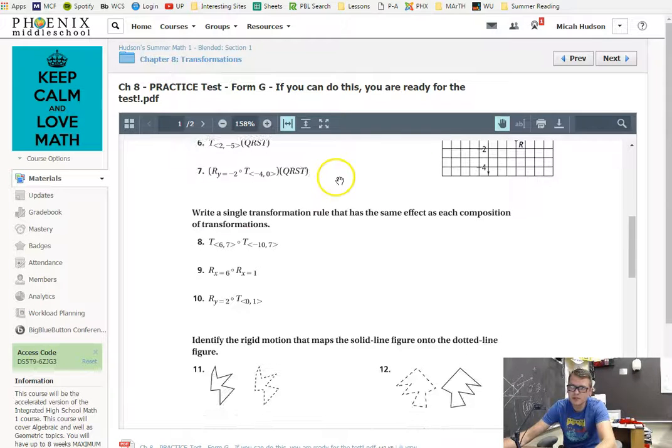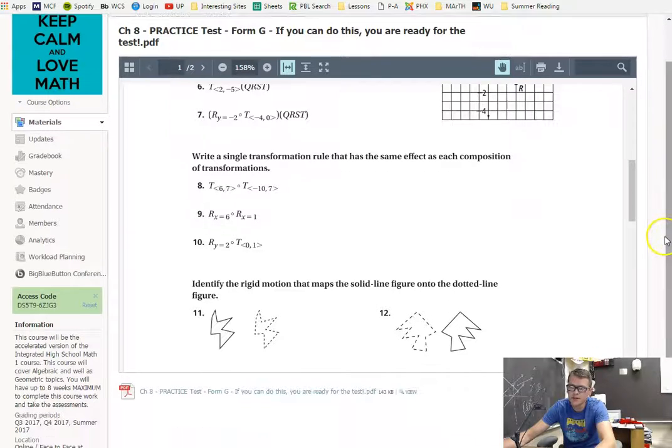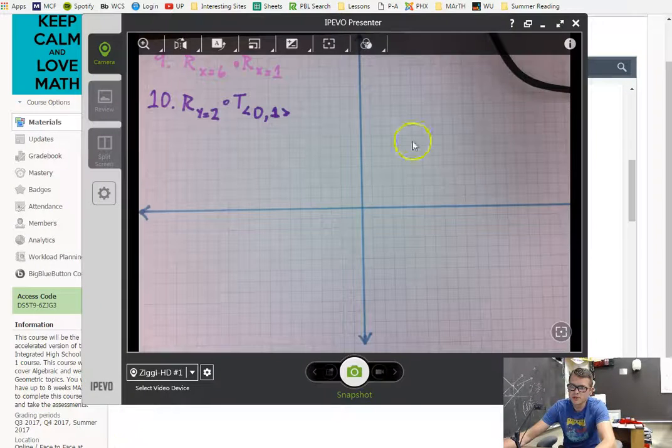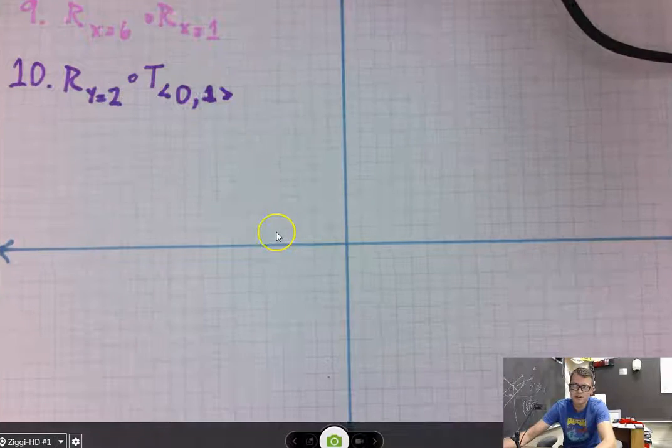This relates to the Chapter 8 test form G, which we are using as our practice test to make sure that we're ready for the Chapter 8 actual test. So we have these two questions here, 9 and 10, that are giving you a little bit of trouble. So I actually went ahead and put those over here on some graph paper.